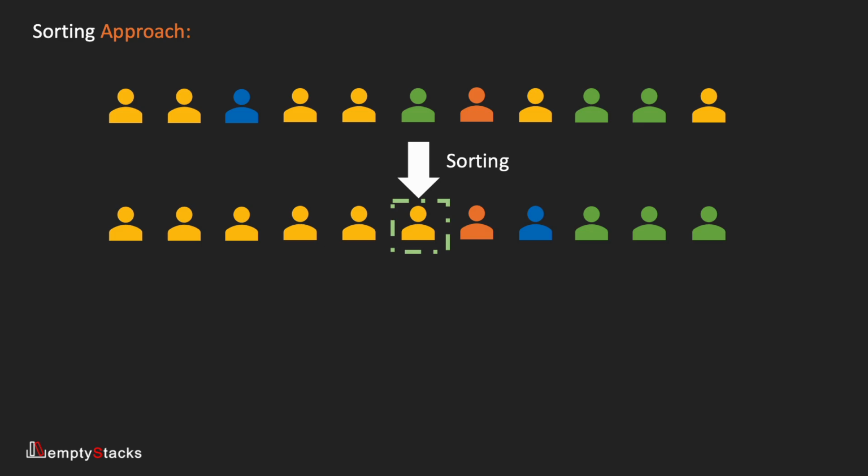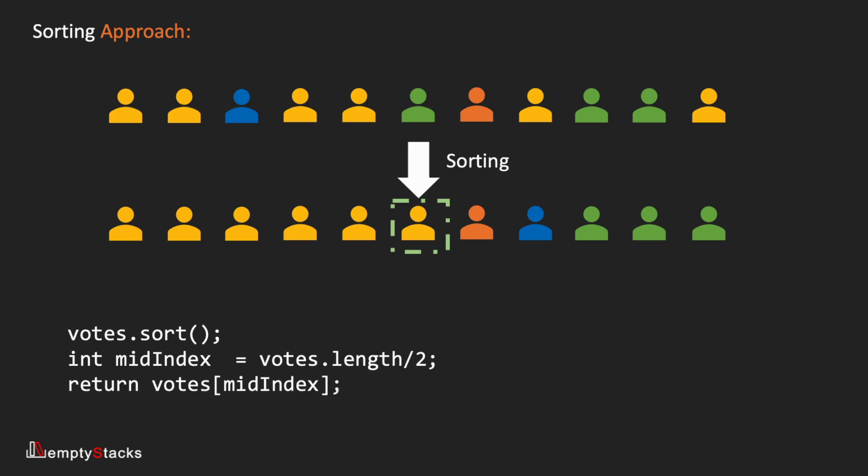So we can write votes.sort. Next we get middle index by dividing length of the array by 2, and finally we return this middle element from this array. And that is it. The time complexity will be O of n log n because of sorting, and the space complexity will be O of 1 as we are not using any extra space. If you see, we have improved on space complexity in comparison to our first approach, but the time complexity has gone worse. Let's try to build an approach which could solve the problem in O(n) time and O(1) space complexity.